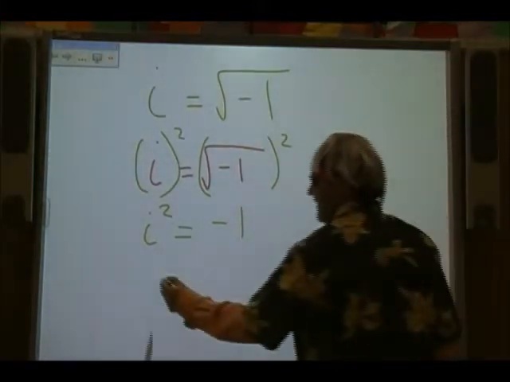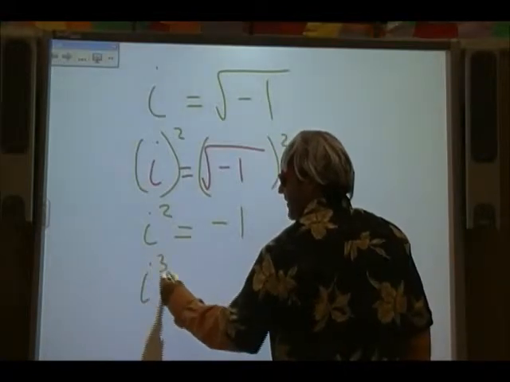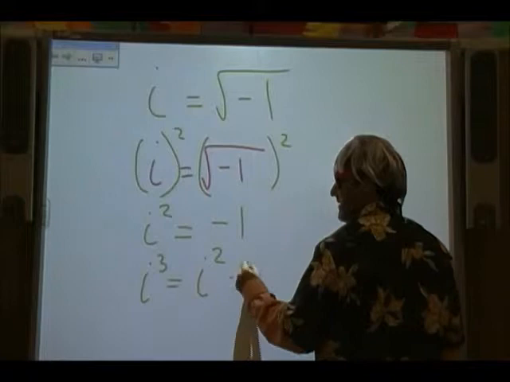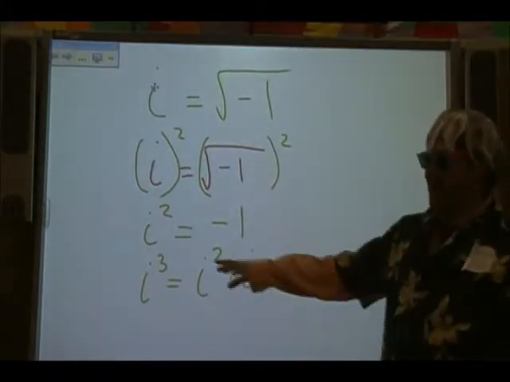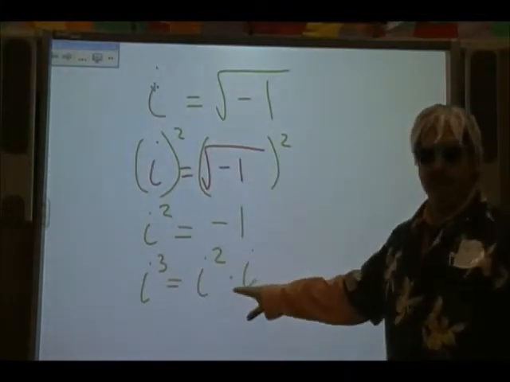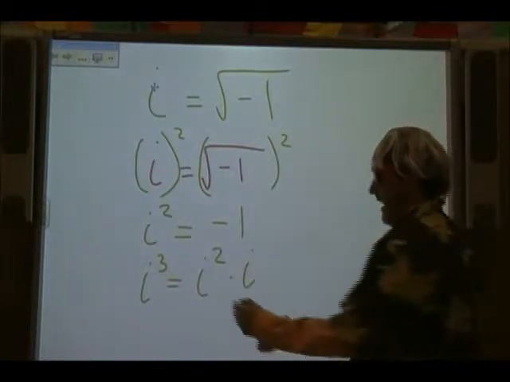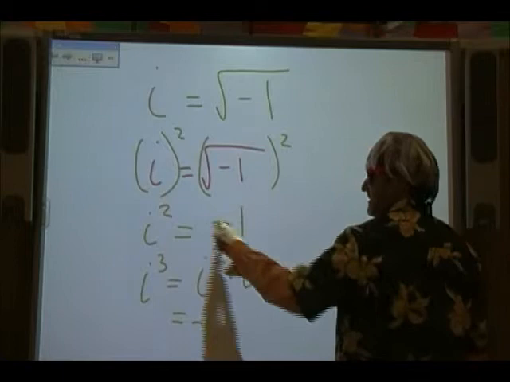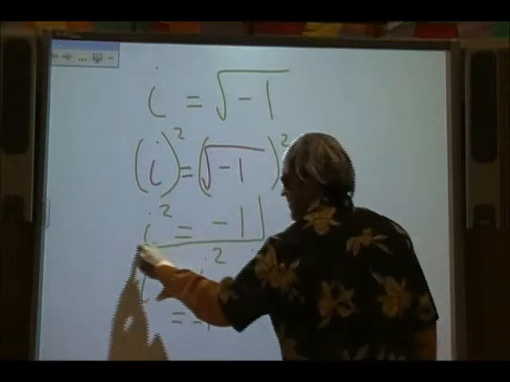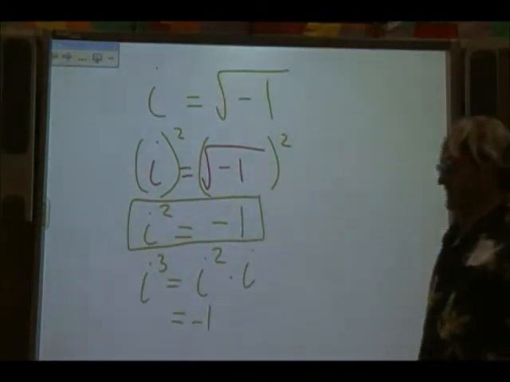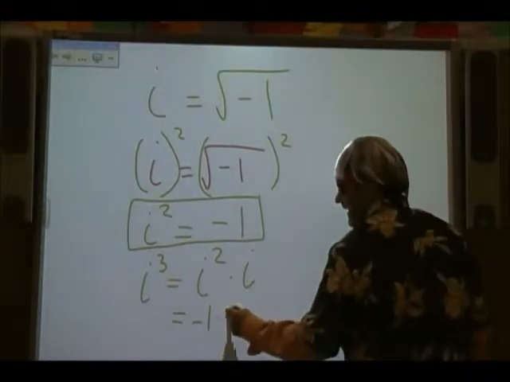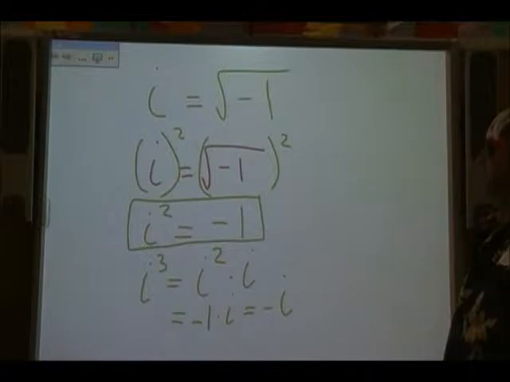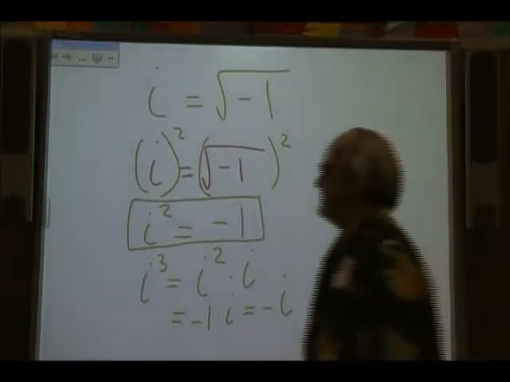And it continues. If I wanted to do i to the third, well, i to the third is i squared times i, right? And i squared is negative 1, because we just discussed, this is very important. i squared is negative 1 times i is negative i. And then it will just repeat.